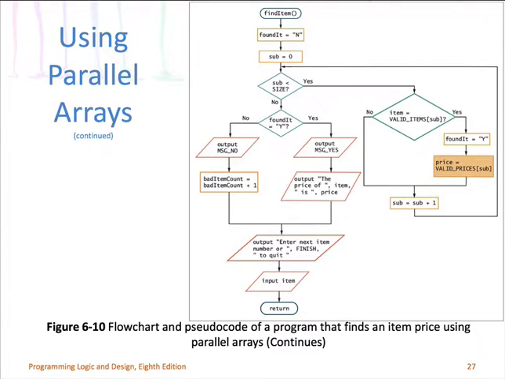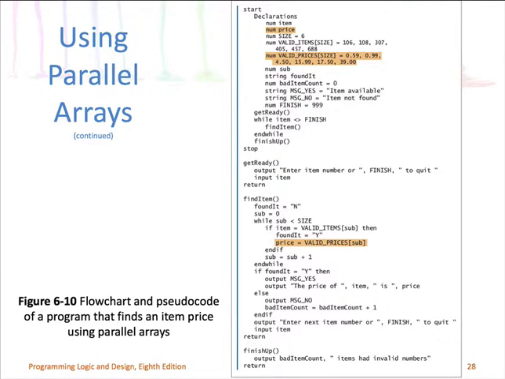So the main addition to our logic in find item is once we find the item, in addition to setting found it to yes or true, we need to set the price to whatever the location is associated with that part in valid prices. So they've highlighted the one change that we had to make to the find item module. In pseudocode, they've just highlighted the changes that would need to be made to use parallel arrays.